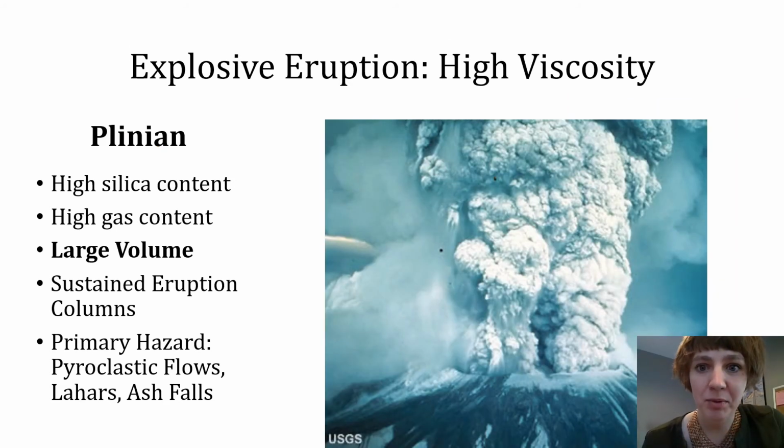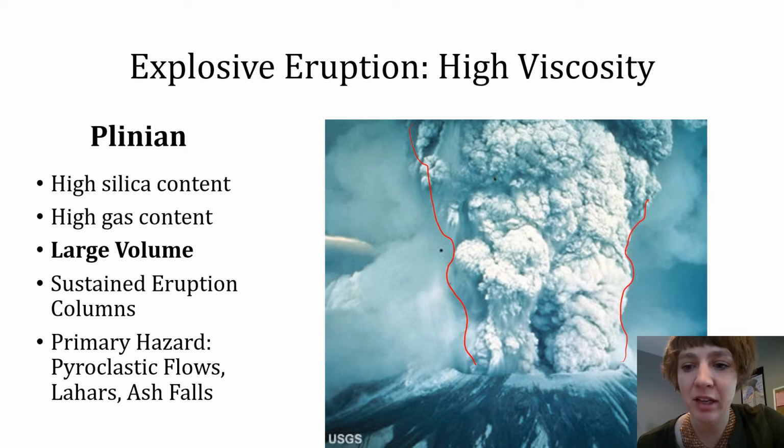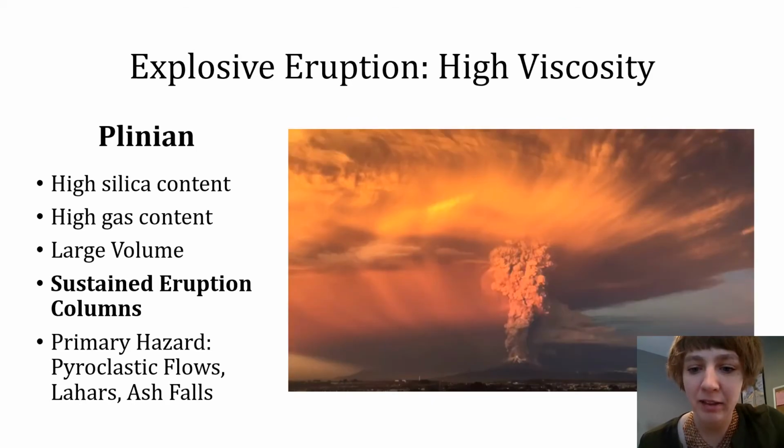These eruptions tend to be very large volume eruptions. They eject huge amounts of magma, primarily in the form of tephra, which is just any volcanic particle that has flown through the air, primarily ash, which is a specific type of tephra. They're characterized by the large sustained eruption columns that you can see in all of these images. These might reach tens of kilometers into the atmosphere. Occasionally, they even break through the troposphere and into the stratosphere.